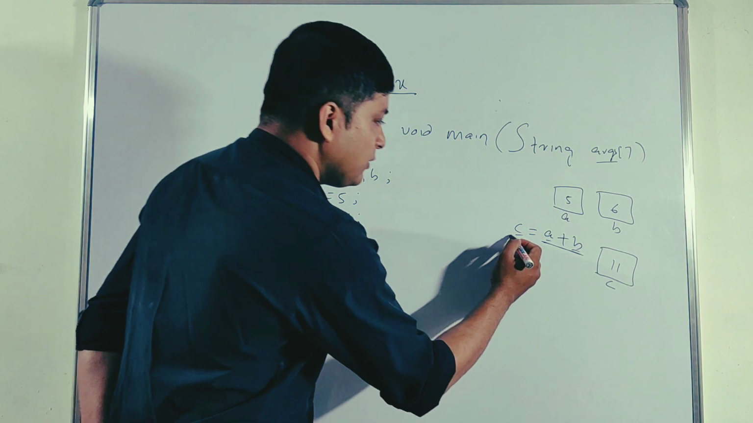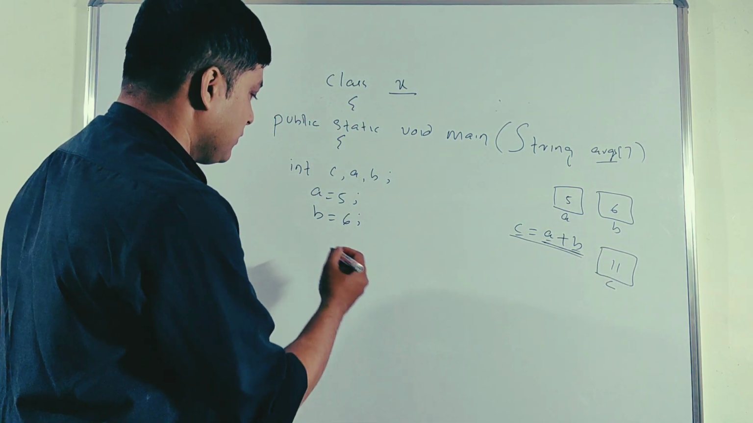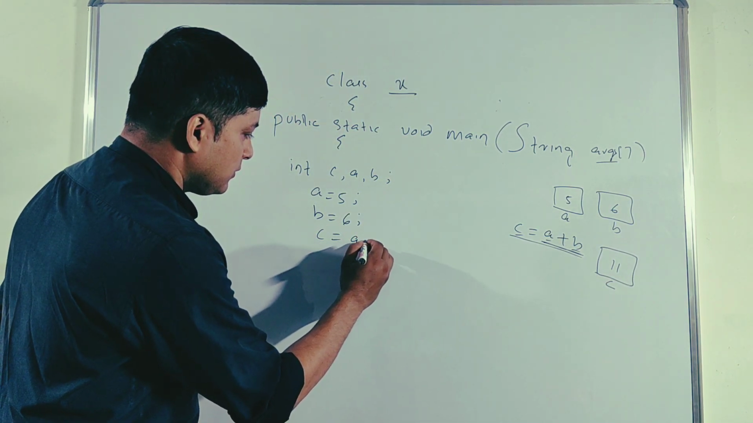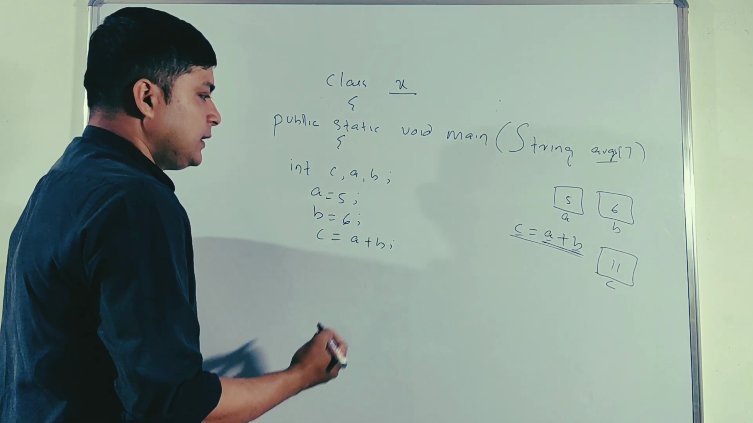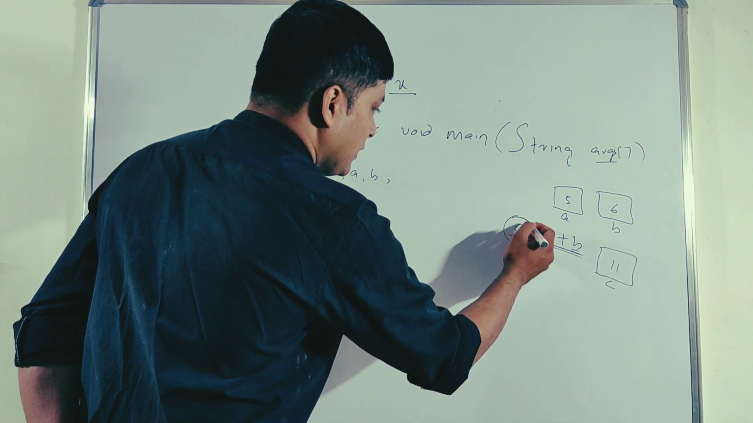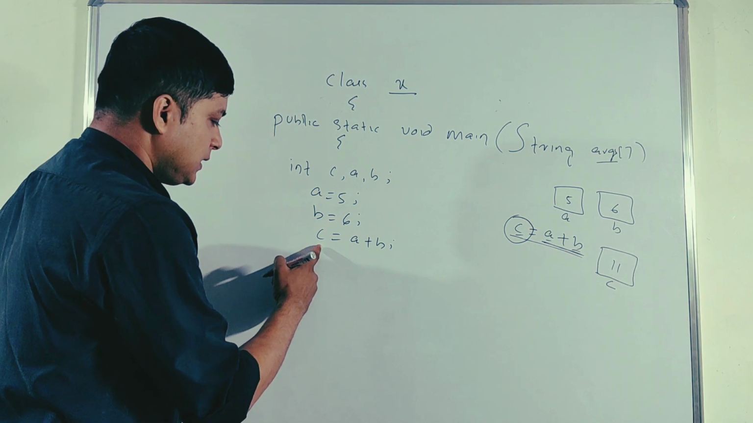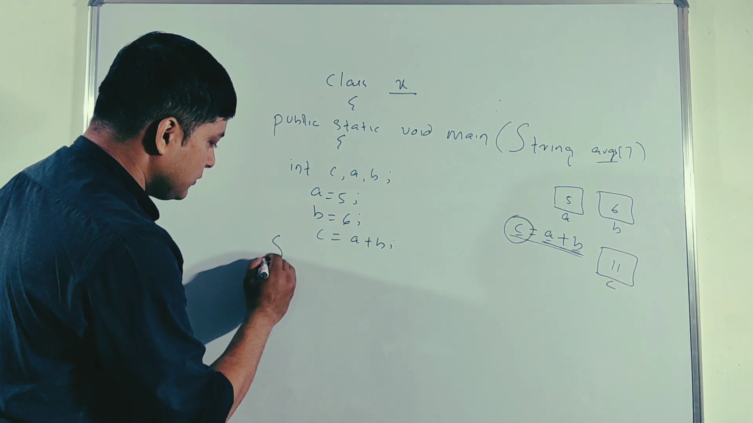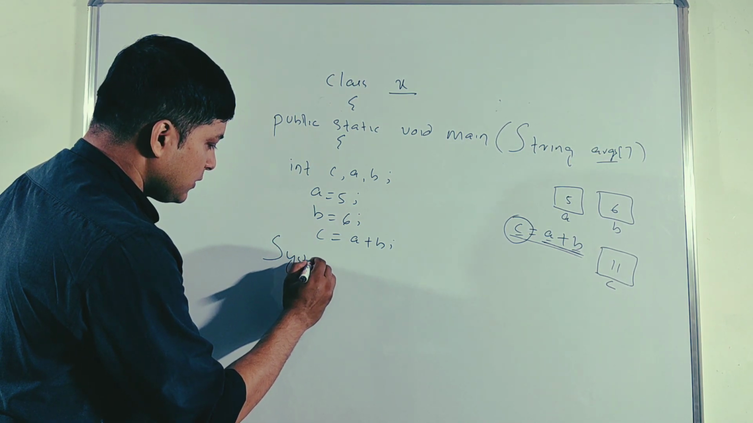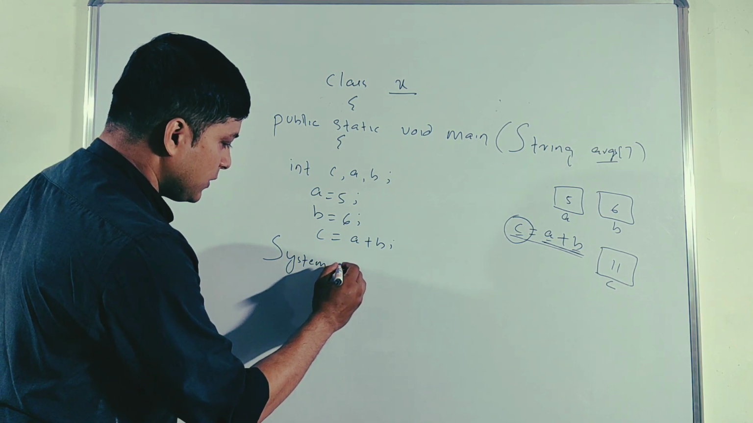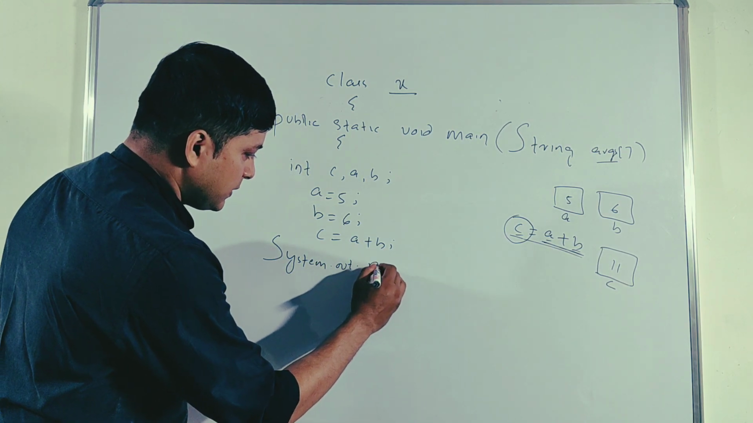Then you have to write the full logic. What is the full logic? c equal to a plus b, you have to write c equal to a plus b. Then the left side value you have to print. What is the left side value? c. So you have to print the left side value. You have to use System, S is capital, System dot out dot println.